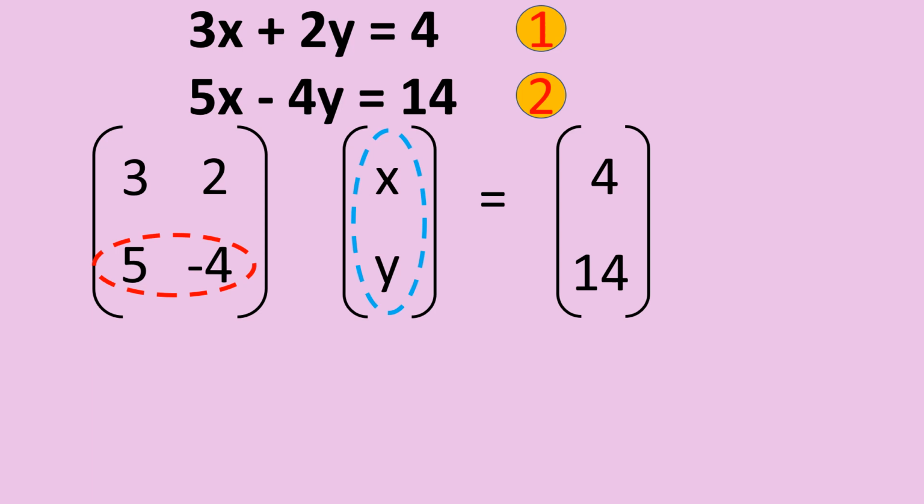Now the same thing applies to equation 2. We have the row 5 and minus 4 multiplying the column x and y. So 5 multiplied by x is 5x, and minus 4 multiplied by y is minus 4y, all equating to the constant on the right hand side, which is 14.